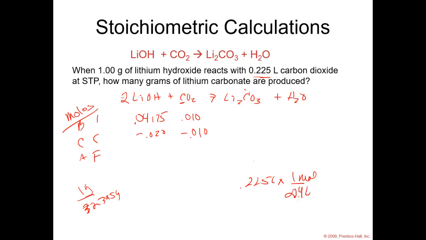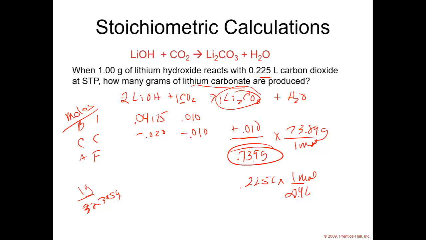So then the question is, how much lithium carbonate can I make? How much of this can I make? I'm going to make the same number of moles, because for every 1 mole of this, I get 1 mole of this. So I'm going to make 0.01 moles of lithium carbonate. I can multiply that times its molar mass, which is 73.89 grams is 1 mole, and I get 0.739 grams. Okay.